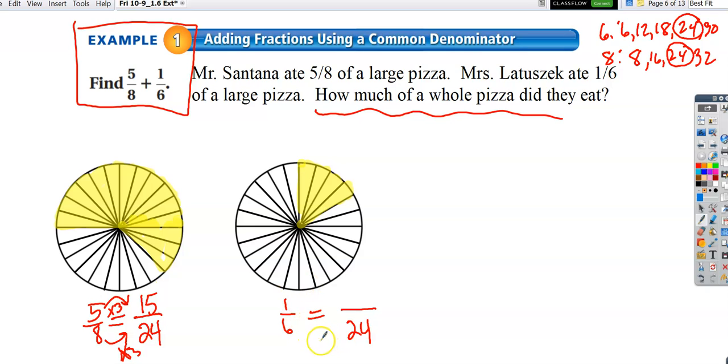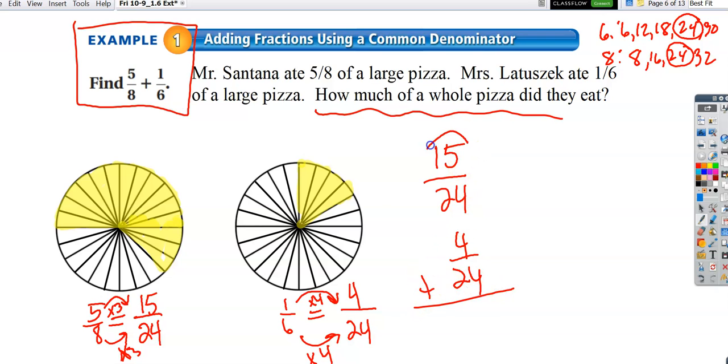Now the 1/6 pizza, I had to cut that into fourths, so I multiply by 4, and there's only one piece that's highlighted, and I have to multiply that one by 4. So I get 15/24 is equivalent to 5/8, and 4/24 is equivalent to 1/6. And now I can actually write these vertically the way I would normally add, but I want to remember that the numerator counts how many, and the denominator tells you the size. So right now, I know the denominator has to be 24, and now I'm just adding the 15 plus the 4 to get 19/24 of a pizza.